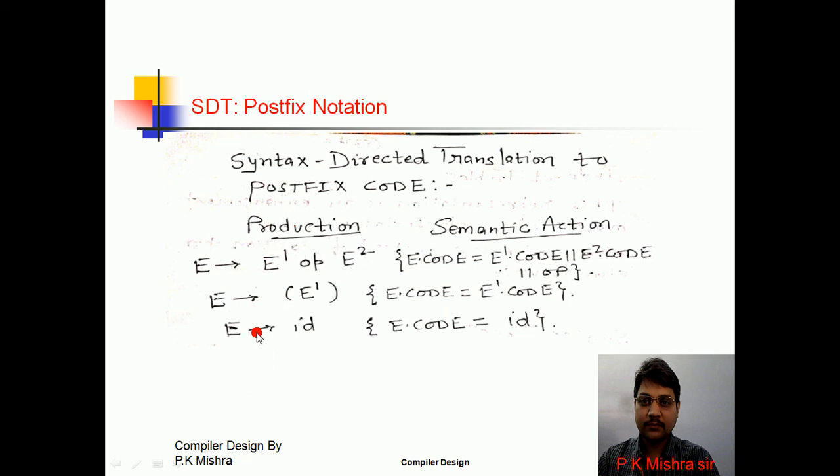A grammar along with semantic actions is called a syntax directed translation scheme for postfix notation. This is all about the syntax directed translation scheme for postfix notation.